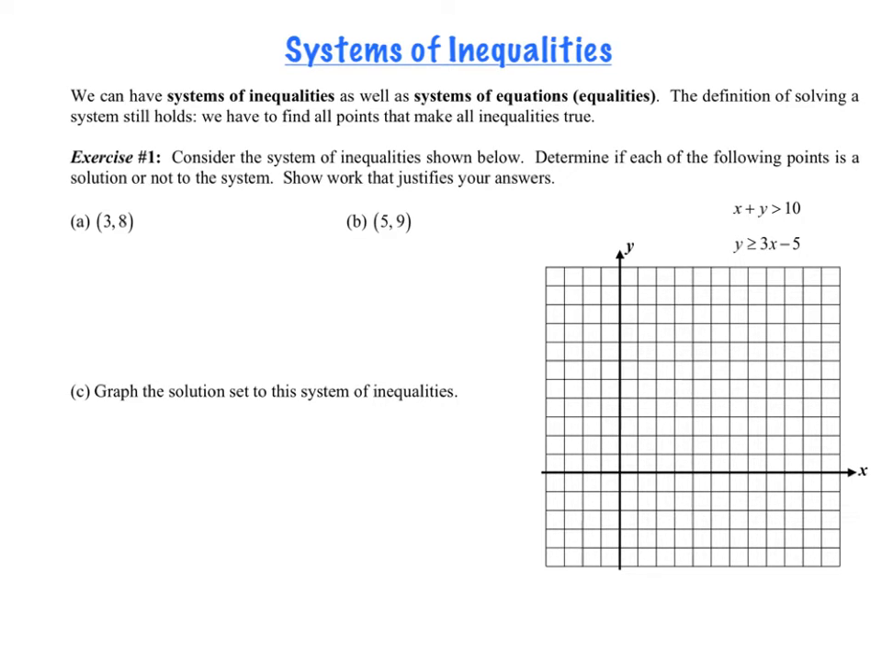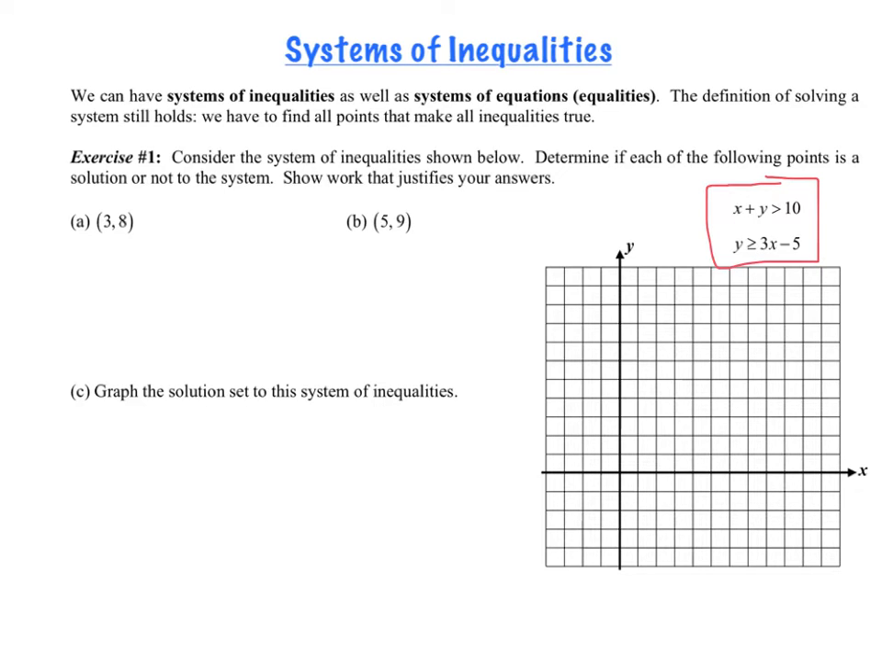Okay, so we're going to take a look at exercise number 1 here. It says, consider the system of inequalities shown below. So it's kind of tucked over in the corner here. This is the system of inequalities that they're talking about. All right, it says, determine if each of the following points is a solution or not to the system. Show work that justifies your answer.